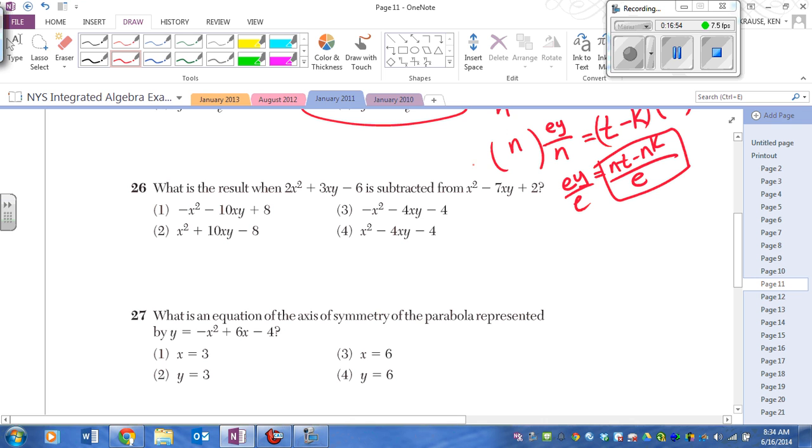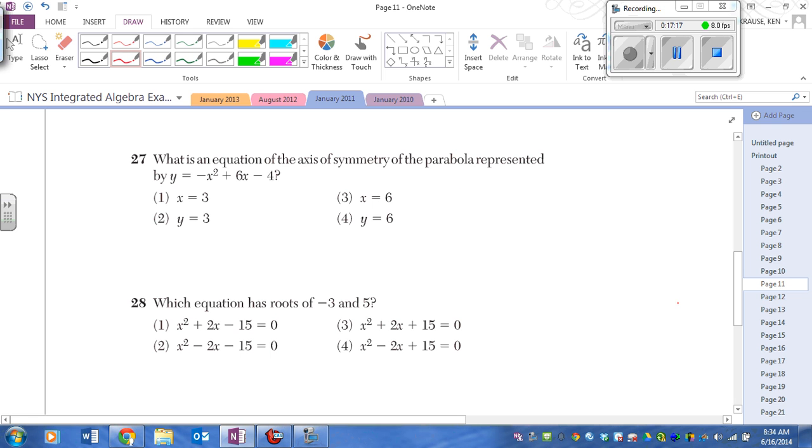Subtract it from, again, remember we're going to do backwards, so we're going to do x squared minus 2x. So x squared minus 2x will give you negative x squared, so these two don't make any sense. And then you get negative 7 minus 3 is negative 10xy. There it is. We should check 2 minus negative 6 is plus 6.